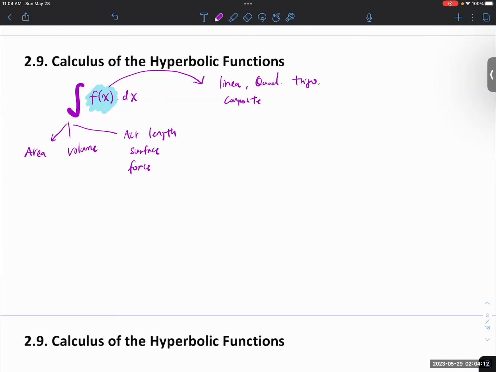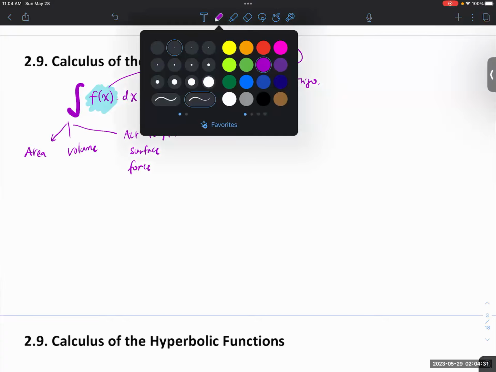Now in 2.9, what if I have a hyperbolic function, right? And how would you be able to take the integral? So in this unit, we're going to talk about hyperbolic functions. Maybe some of you forgot what the hyperbolic functions are, so let me write down the definition of the hyperbolic function.